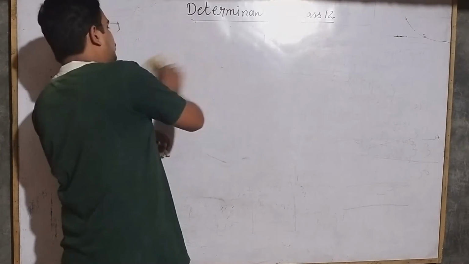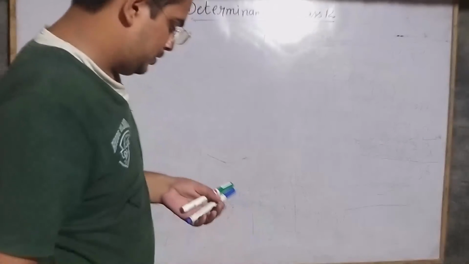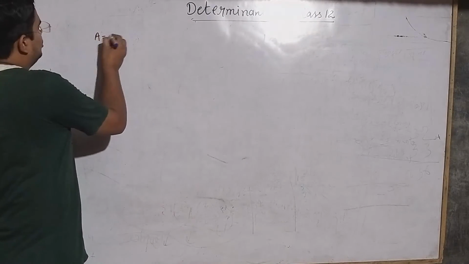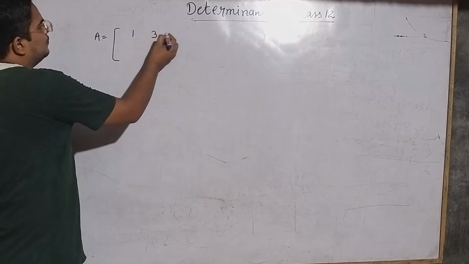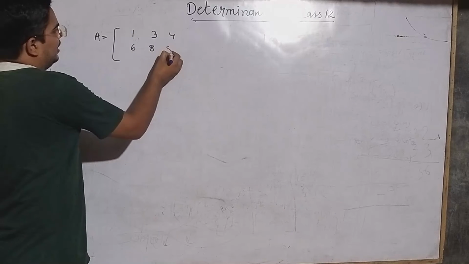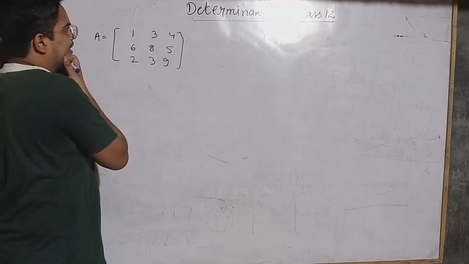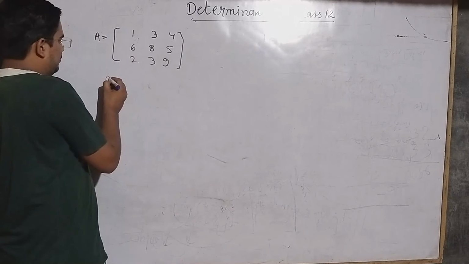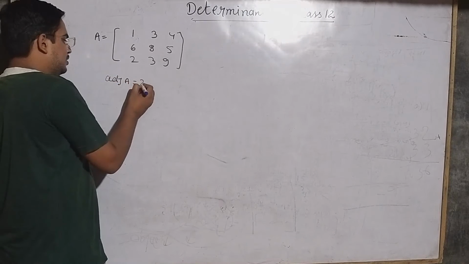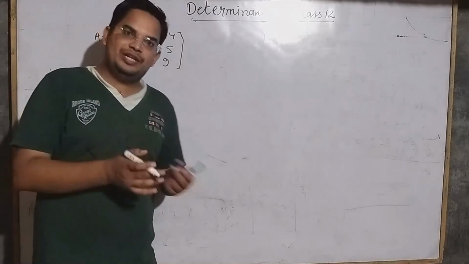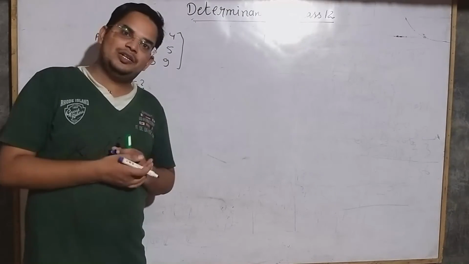Okay, fine. So now look at this. I am given a matrix A equal to [1 3 4; 6 8 5; 2 3 9], and now you have to find the adjoint of this matrix. Adjoint of A is the question mark. So first of all, what will you do? You have to find the cofactors.